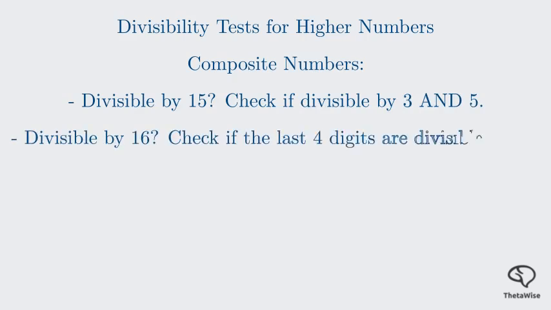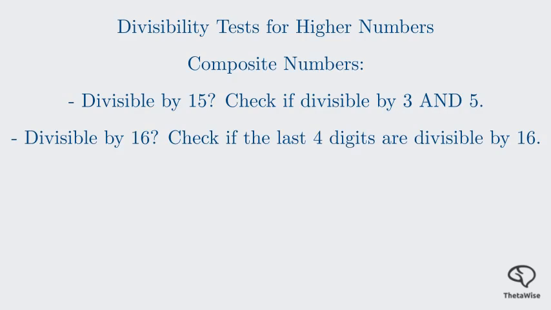We've seen how useful divisibility tests can be. But what about larger numbers? Let's briefly discuss divisibility tests for higher numbers. For composite numbers, like 15, 16, or 18, the tests are often a combination of simpler tests. For example, to check if a number is divisible by 15, you just need to check if it's divisible by both 3 and 5. If it passes both tests, it's divisible by 15.